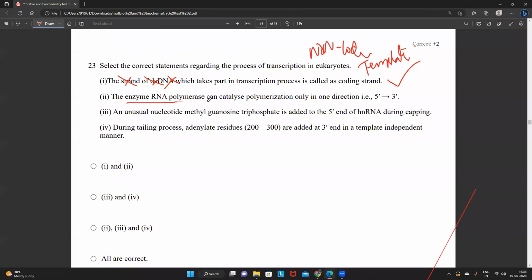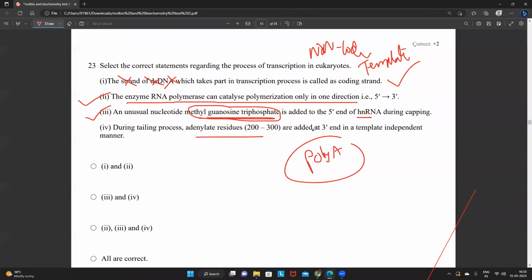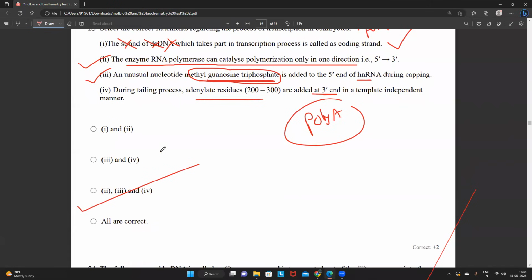The enzyme RNA polymerase catalyzes the polymerization only in one direction, 5 prime to 3 prime, right? An unusual nucleotide, what will we add? Methyl guanine triphosphate. Yes or no? Added to the hnRNA, nothing but immature RNA, to make it active. Obviously, option 3 is also right. Option 4, during the tailing process, adenylate residues. We studied, right? Poly A. We add 200 to 300 adenines at the 3 prime end. So that is also right. Correct. Hence the correct answer is option 3. Easy it is.